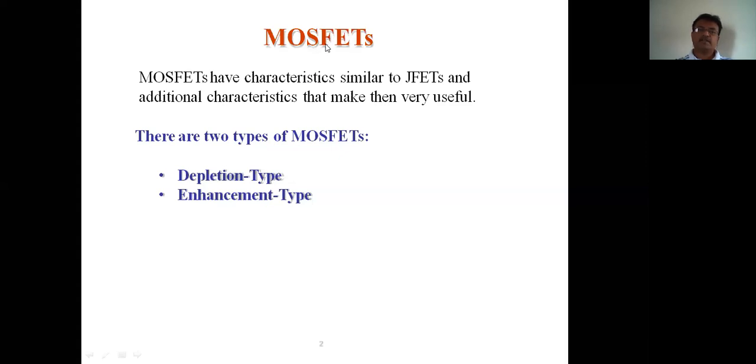MOSFETs again have two types: depletion type MOSFET and enhancement type MOSFET. In some of the textbooks, they might have written D MOSFET, E MOSFET. The short form is D MOSFET, E MOSFET. But it is better to say depletion type MOSFET and enhancement type MOSFET.